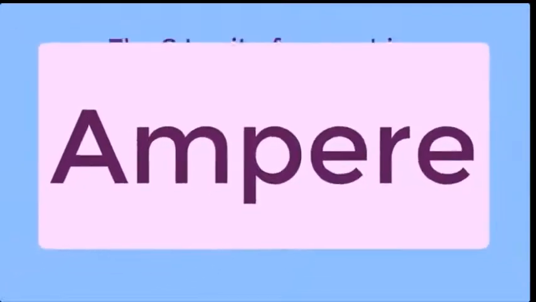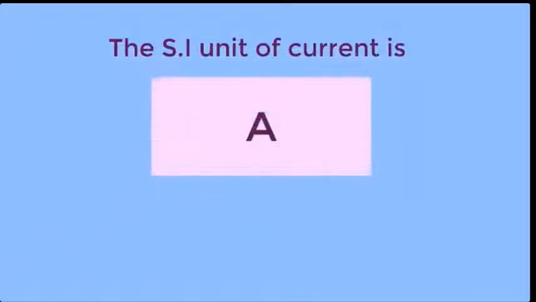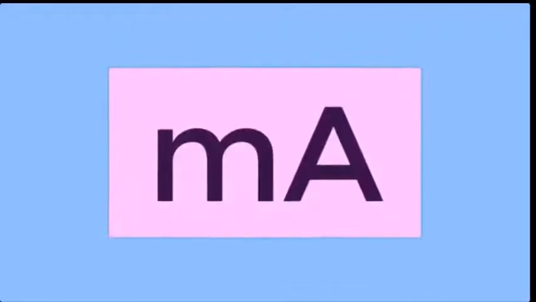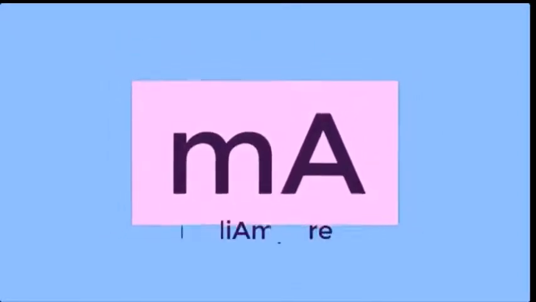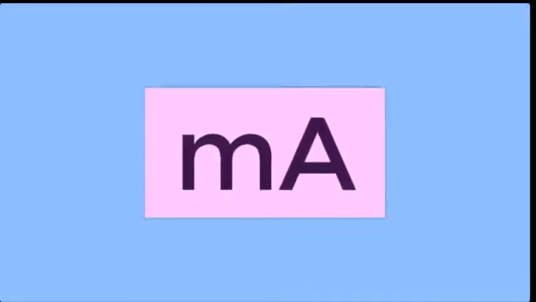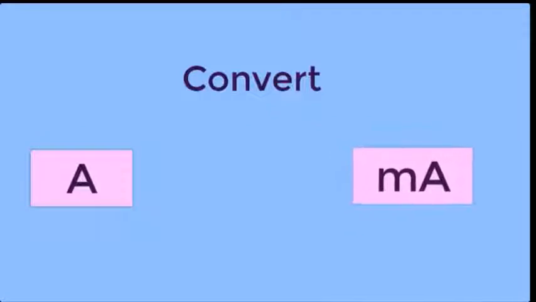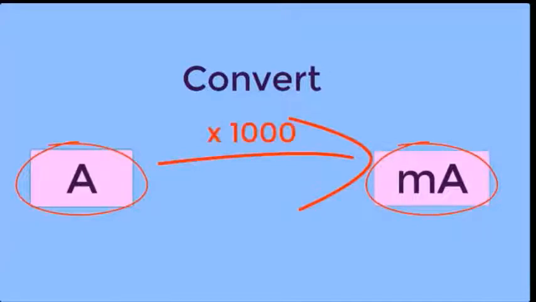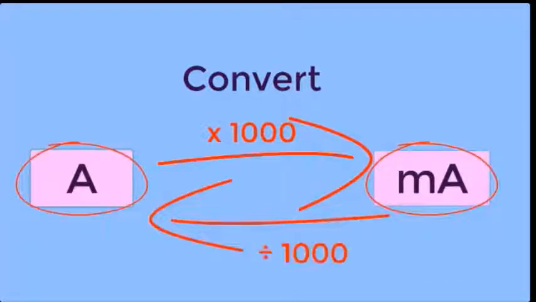But do you think that there's another unit of current? Yeah, it's milliampere. That is symbolized by mA. To convert from ampere to milliampere, you have to multiply by 1000, and to convert from milliampere to ampere, you have to divide by 1000.